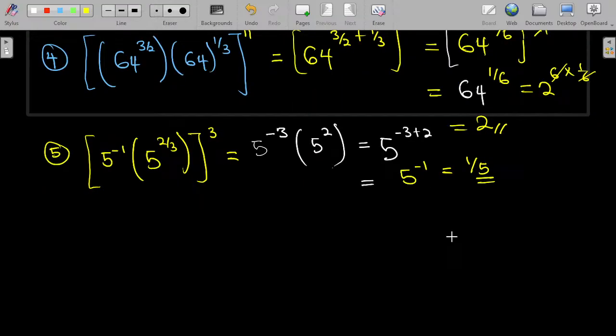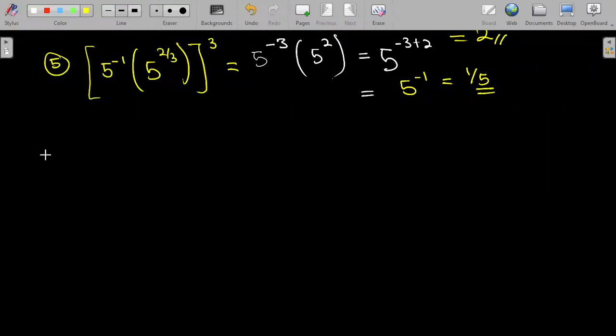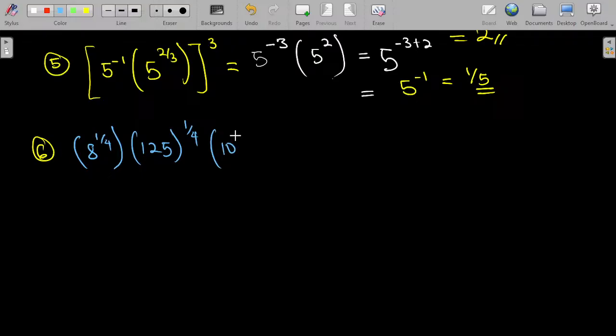Okay, so we go again to the next number, which is number 6, and there we are given 8 raised to the power of 1 over 4, and then multiplying 125 to the power of the same 1 over 4. Now multiplying 10 to the same power of 1 over 4. And we are to simplify this. So what is this one going to be?